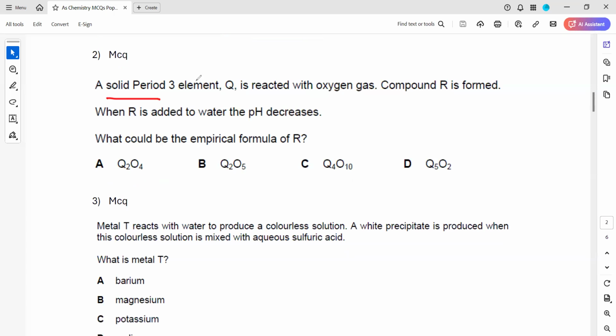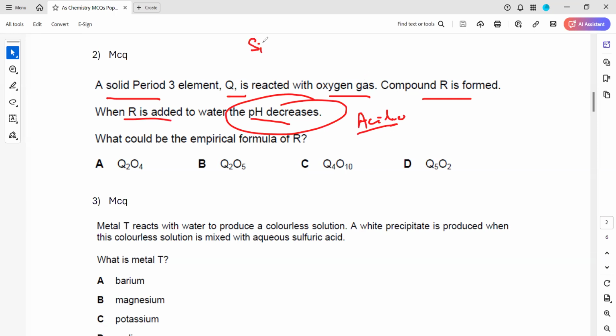A solid period 3 element Q reacts with oxygen to form a compound R. R is added to water and the pH decreases. When the pH decreases, it means it is an acidic oxide, because the pH can only decrease when it's an acidic oxide. So what acidic oxides do we have in period 3? We have silicon dioxide, phosphorus oxide, and sulfur trioxide, which are also acidic oxides.